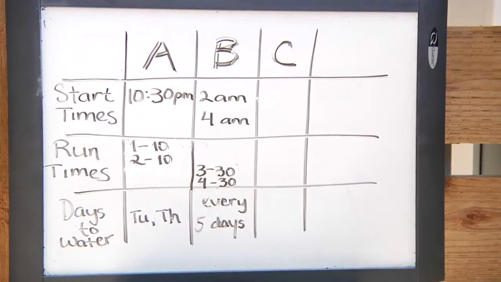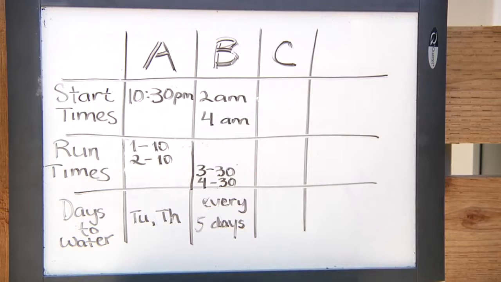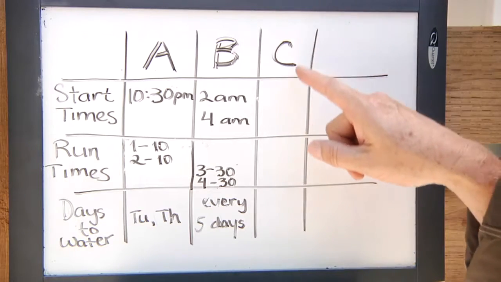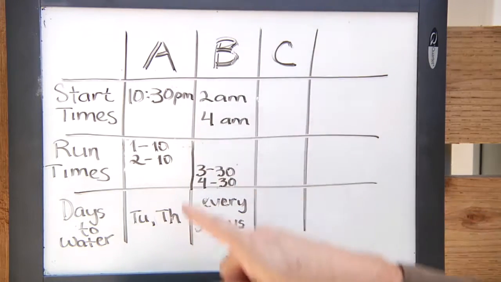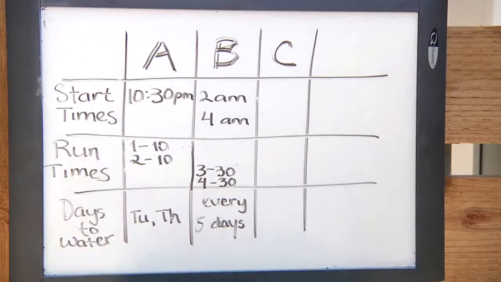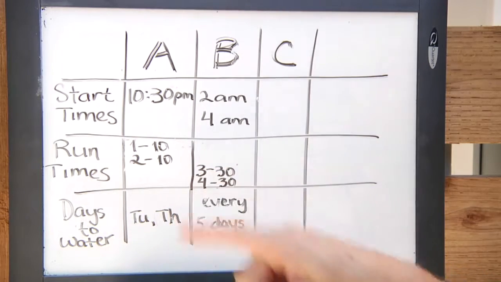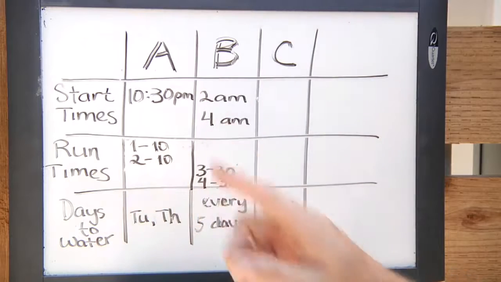So to explain further the use of the different programs A, B, and C, we made a little chart here. It's kind of like a tic-tac-toe board. And we have columns A, B, and C. And in this example, we're not putting anything in program C. But you'll notice that each of the programs has all 3 ingredients: start time, run time, and days to water. And we're going to take our run times, which is here for our individual stations or zones, and we're splitting them up over 2 programs.